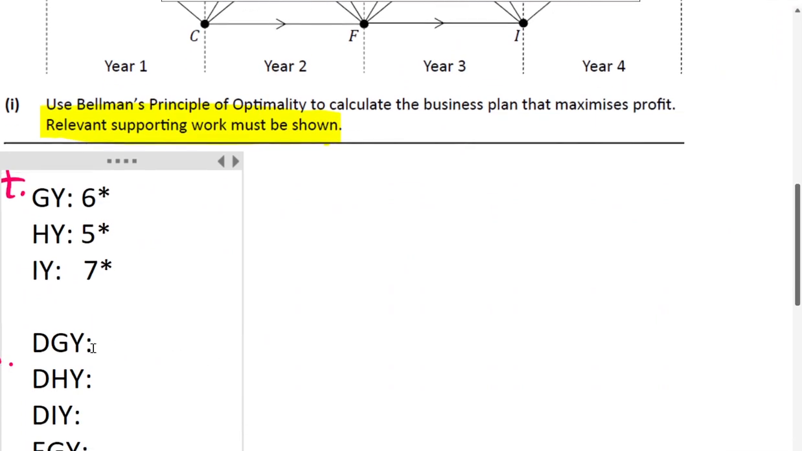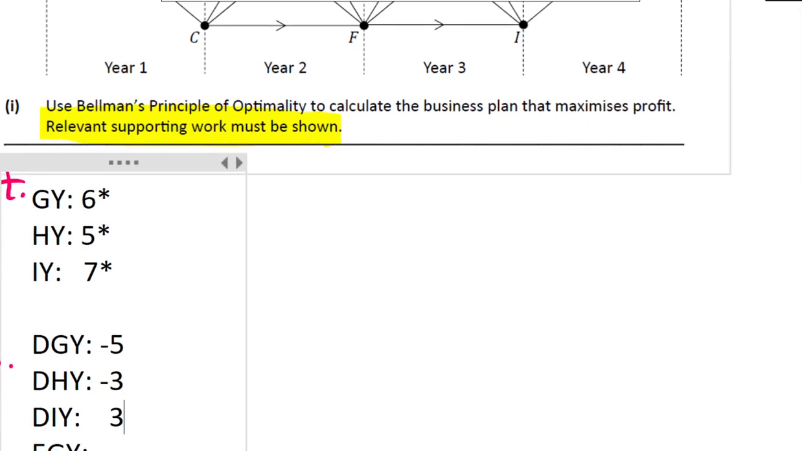So we've got -5, -3, and we have 3. So just confirm that that's right. -5, -3, 3. Yeah, cool. So that's the cost to go from D to G, D to H, D to I in stage 3. But we want to see what the best route is.